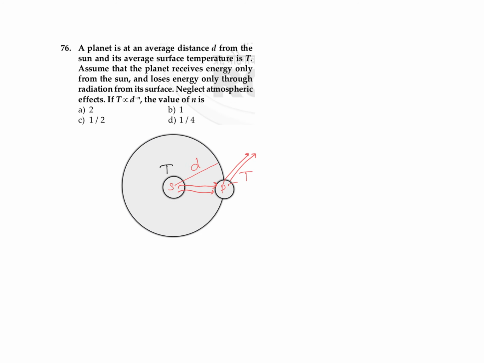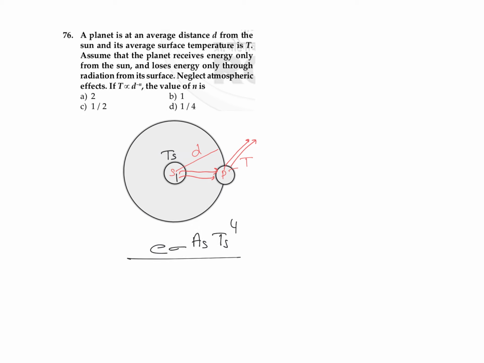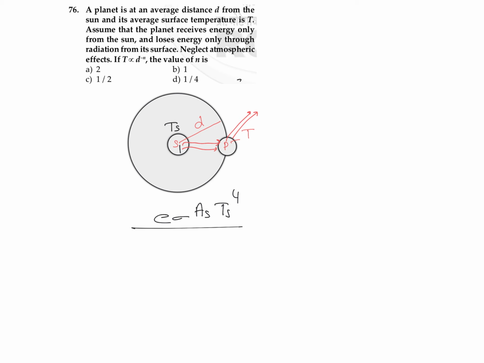So let's say the temperature of the sun is equal to Ts. The amount of energy emitted by the sun will be equal to e sigma A, where A is the area of the sun, which we can take in terms of the radius of the sun, Rs, or just take as the area of the sun, into the temperature of the sun raised to 4. A part of this energy is received by the planet. So we can write divided by the area of the sphere over which it spreads.